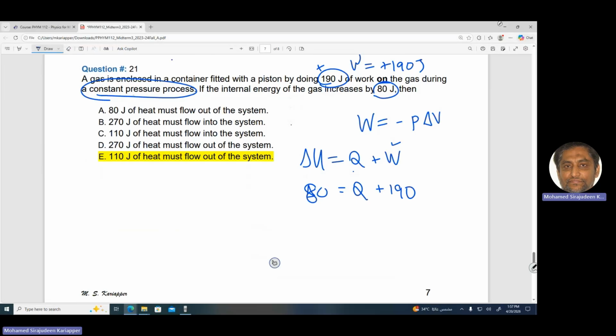Right. The question is about heat, right? So we can find the heat. We don't even need this. It will be how much? Minus, right? Okay, now you know the answer. Easy one.